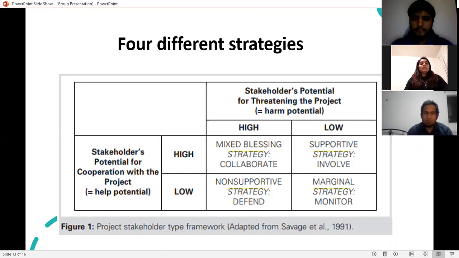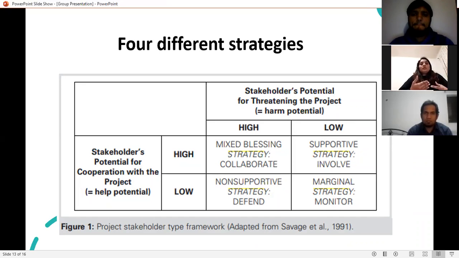At the core of the implementation of the framework, managerial resources should be dedicated to the stakeholders with a high harm and help potential rather than equally distributed among all the stakeholders. Moreover, a mixed blessing stakeholder is especially important because this stakeholder may turn into a supportive stakeholder or a non-supportive stakeholder over time, depending on the development of the relationship with the stakeholder.